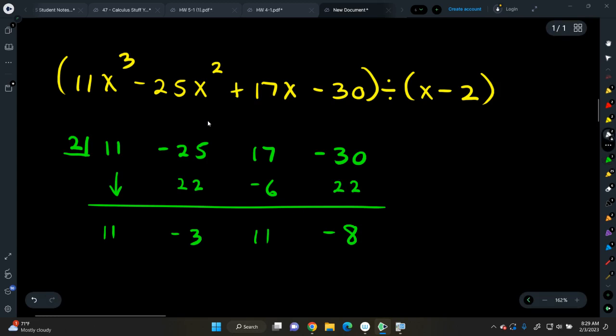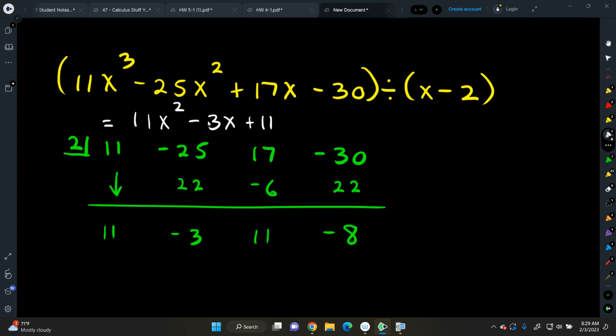Okay, so what's our answer? The whole answer. 11x squared minus 3x plus 11, remainder negative 8 over x minus 2. Okay, so we're going to write that as plus negative 8 over x minus 2. Excellent. Which part? The whole thing or the remainder?